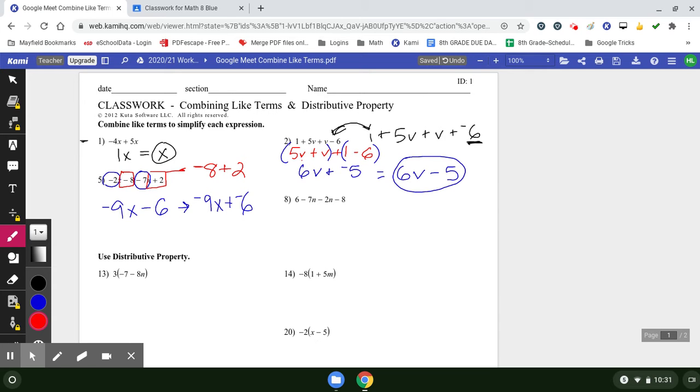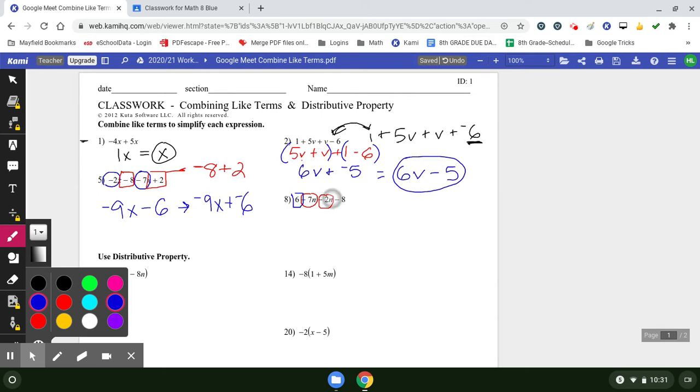All right, do one more like this. If we look at 8, we're going to circle negative 7n minus 2n, and we will box 6 minus 8. So negative 7n minus 2n is negative 9n. 6 minus 8 is negative 2. So that would be minus 2. Or I could also write that as plus negative 2. But usually you're going to see this written as subtraction.